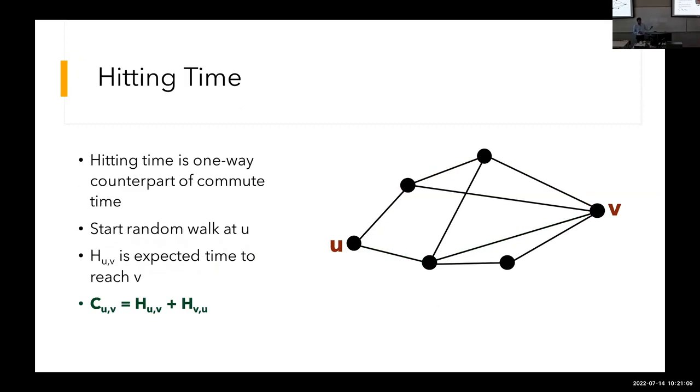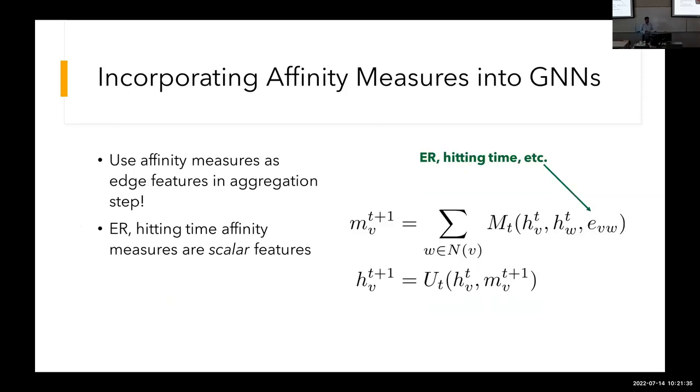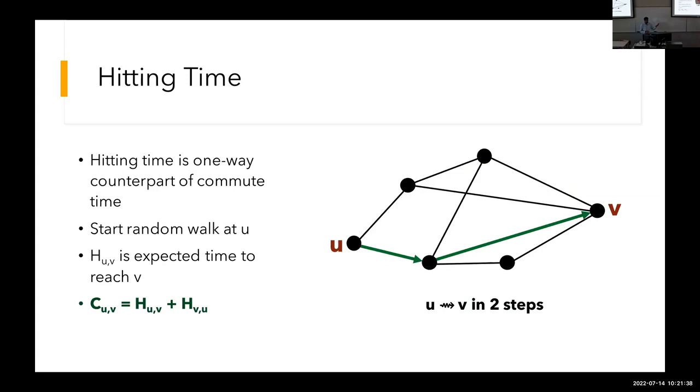Okay, then I can also define hitting time, which is the one-way counterpart of this. Again, I start a random walk at U, but I only care about reaching V and not coming back. The commute time is naturally the sum of the hitting times in both directions. Just as an example, here's one potential random walk trajectory, and here's another one that takes fewer steps. So hitting time is going to be another affinity measure that we use.